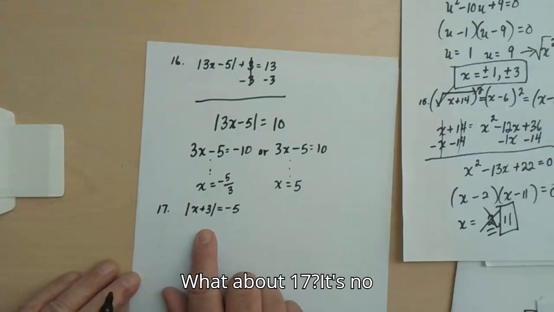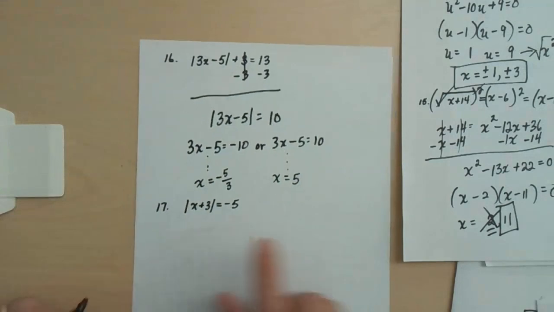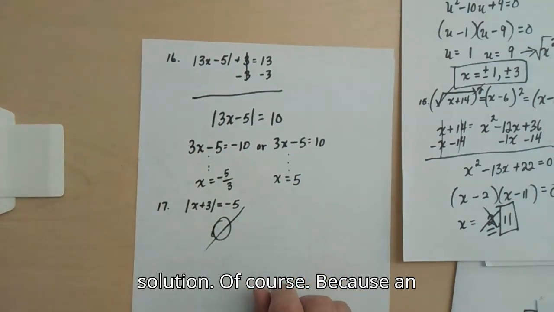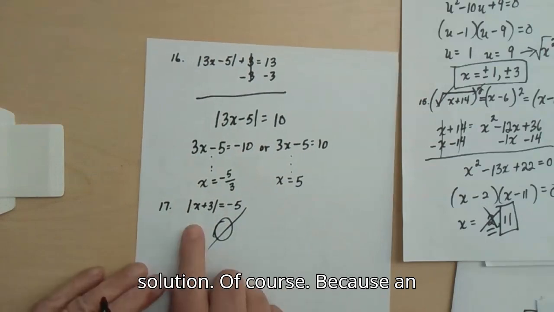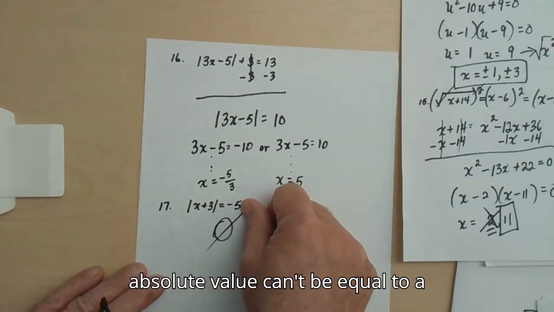What about 17? It's no solution, of course, because an absolute value can't be equal to a negative number.